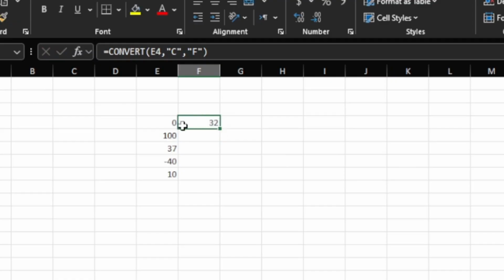So it has converted Celsius to Fahrenheit, and if I want to do the same for the rest, I just put my cursor on the fill handle and drag it down, and you see the 100 degrees Celsius we know equals 212 degrees Fahrenheit, 37 equals 98.6, minus 40, and 10 equals 50. So this way you can convert temperature from one type of unit to another type of unit.